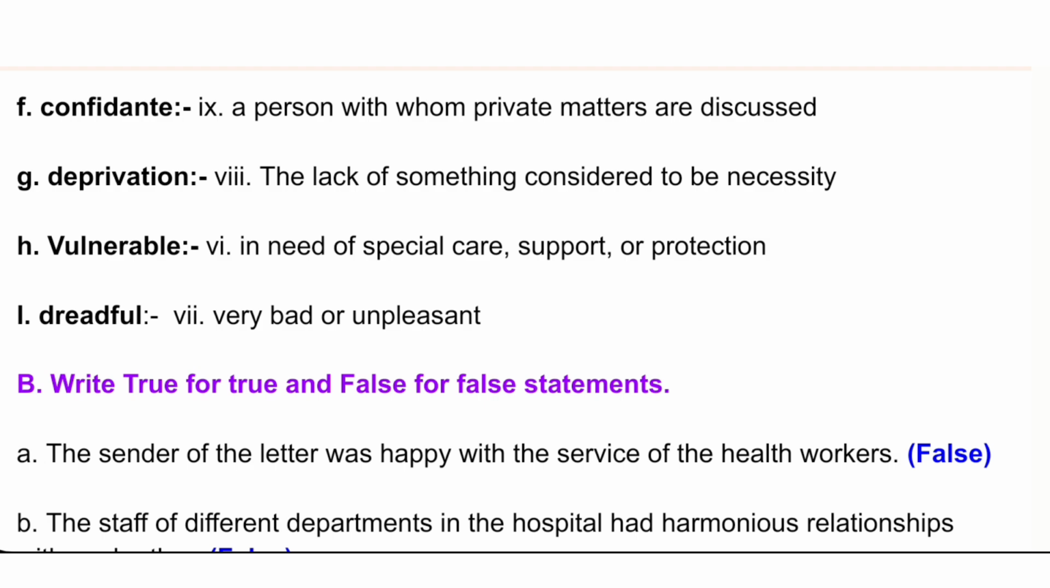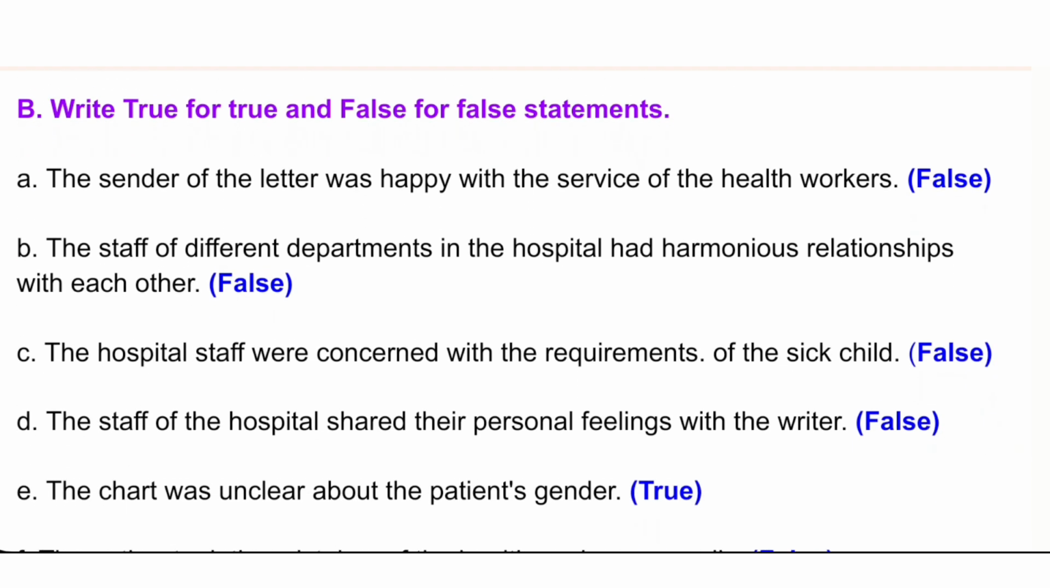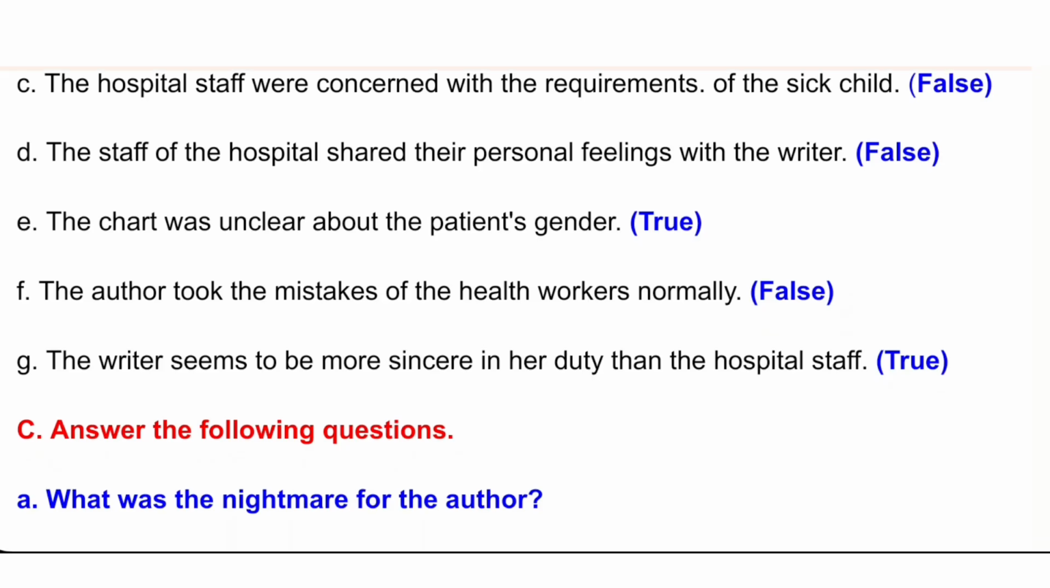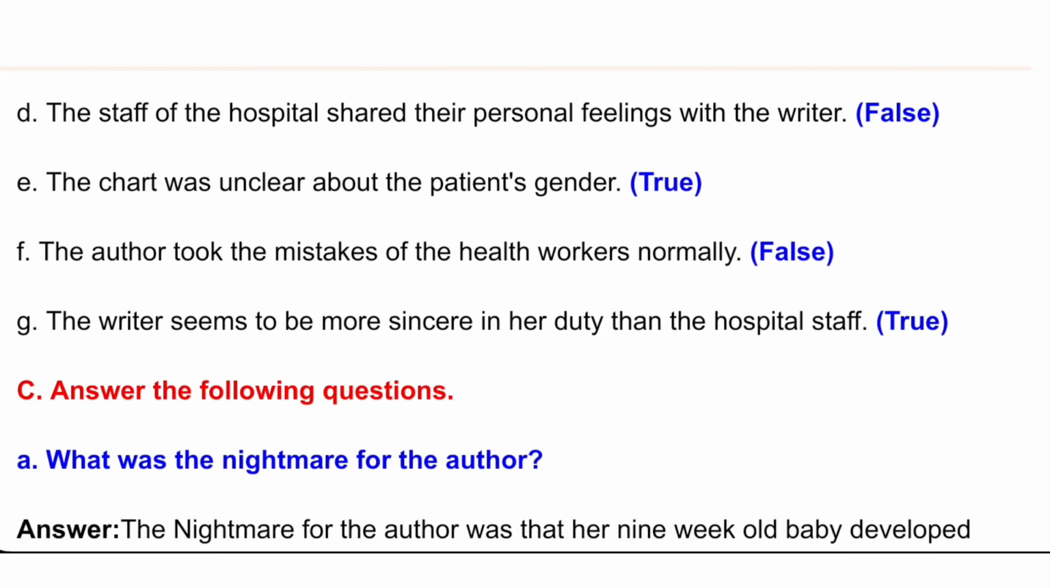B. Write true for true and false for false statements. A. The sender of the letter was happy with the service of the health workers. False. B. The staff of different departments in the hospital had harmonious relationships with each other. False. C. The hospital staff were concerned with the requirements of the sick child. False.